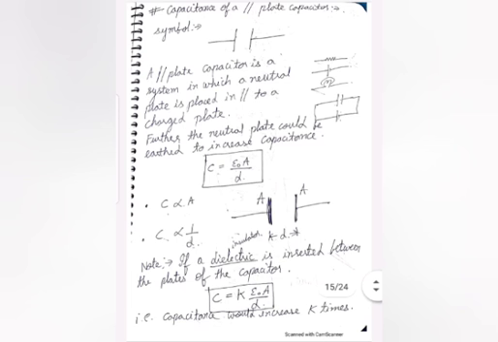From the expression, it is very clear that the capacitance of a parallel plate capacitor is directly proportional to the area of the plate, and it is inversely proportional to the distance between the plates. So if we want to increase the capacitance of a parallel plate capacitor, we can increase the area of the plate. In that way we will be able to store more charges and more energy in it.